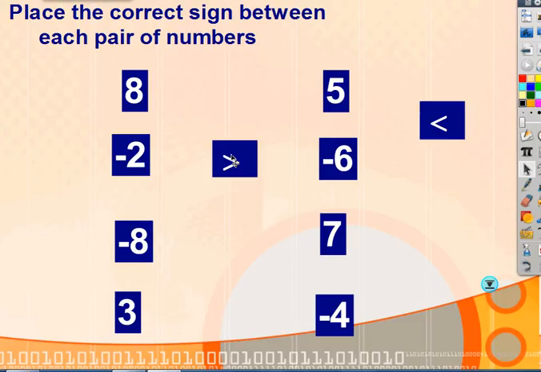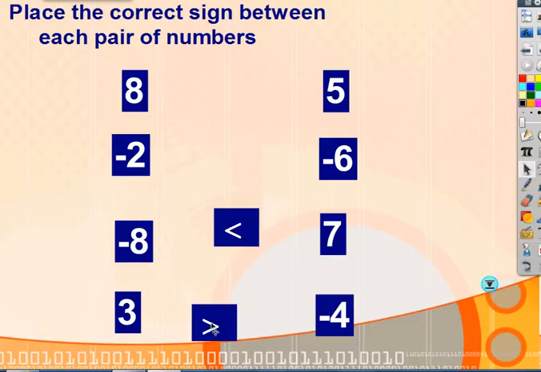For the next example, -8 is less than 7. So we use the less than symbol. And for the fourth example, 3 is greater than -4. Remember, all positive numbers are greater than negative numbers.